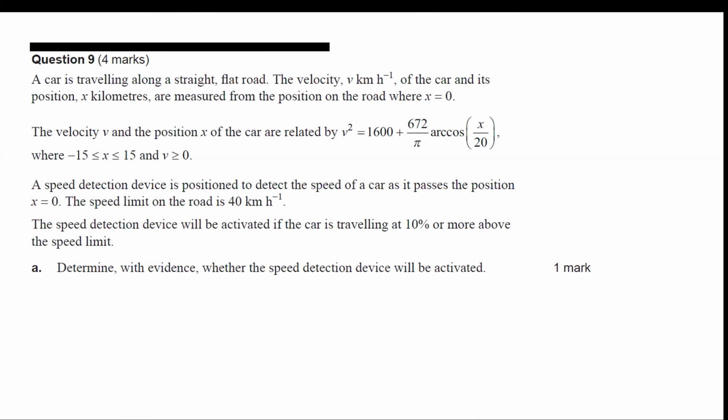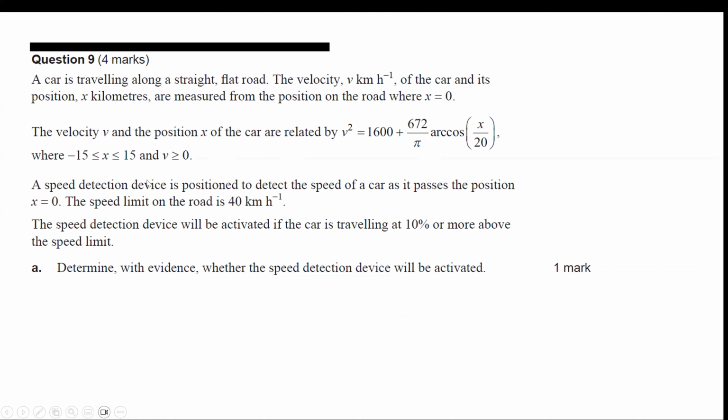Question 9 involves a bit of reading. A car is traveling along a straight flat road. The velocity of the car and its position x kilometers are measured from the position on the road where x equals 0. The velocity and x are related by v squared equals 1600 plus 672 over pi arc cosine of x over 20. x is between -15 and 15, and v is greater than or equal to 0.